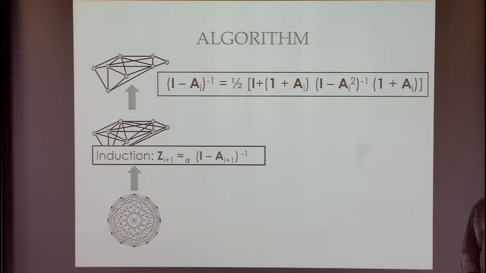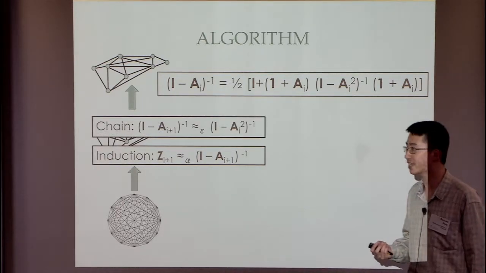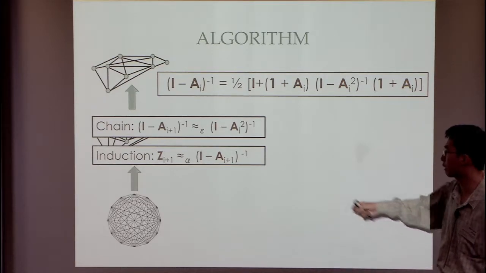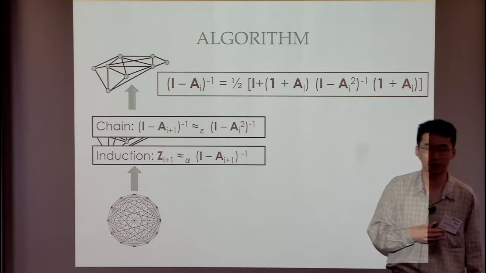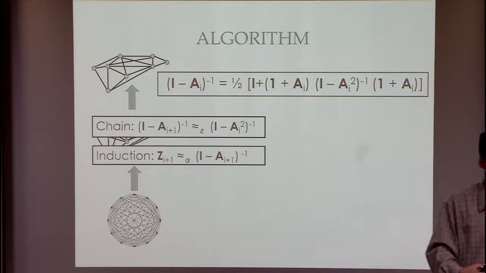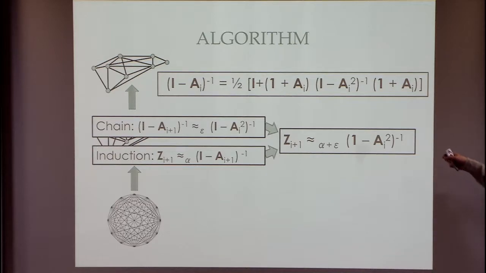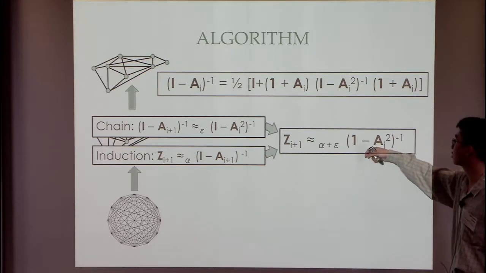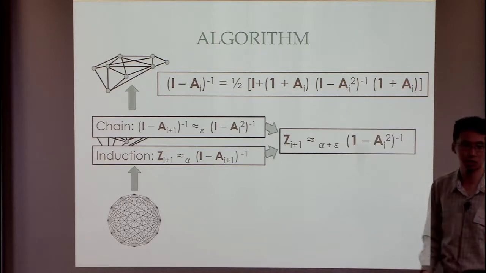So my inductive hypothesis gives that my Z of i plus 1 is similar to the inverse of my next level. And the construction of my chain implies that this inverse is also similar to the inverse of the current level squared. So if you compose these together, you get a good approximation to the current operator squared. And all we need to do is just take this approximation and substitute in for this term.